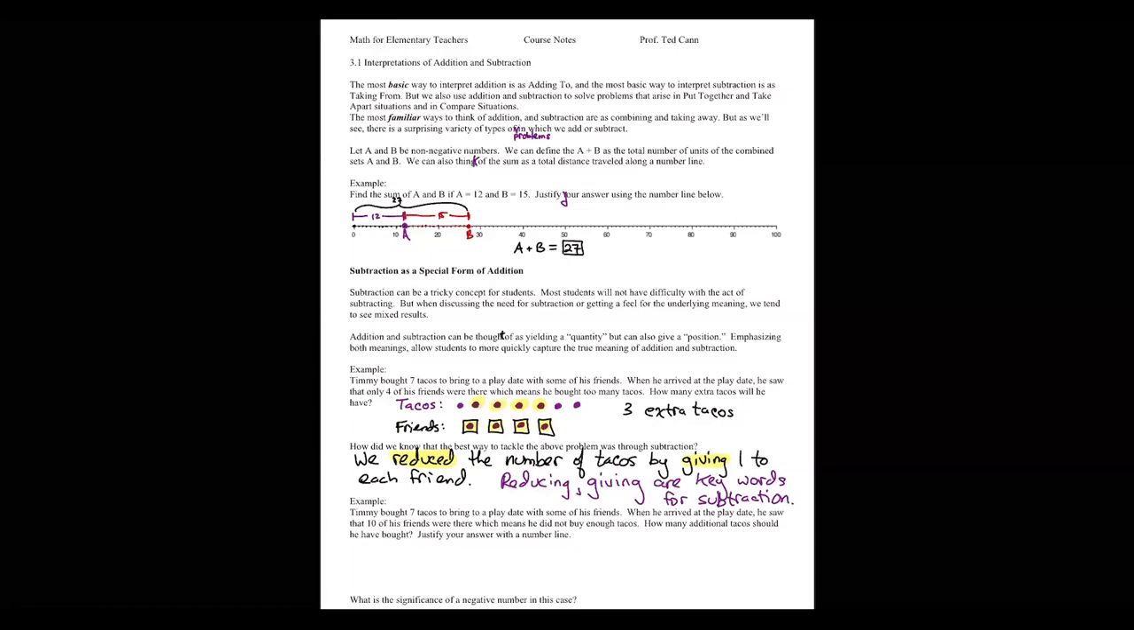All right. So another example, Timmy bought 7 tacos to bring to play date with some of his friends. When he arrived at the play date, he saw that 10 of his friends were there, which means he did not buy enough tacos. How many additional tacos should he have bought? Justify your answer with a number line, right? But before I do the number line thing, what I'm going to do is come up with my pool of tacos again, and my friends, or Timmy's friends. We got 7 tacos.